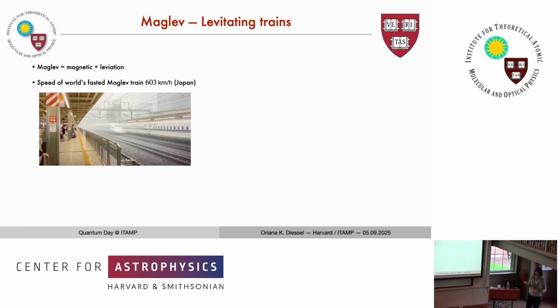Okay, so one of the real world applications of superconductors are these levitating trains that are called maglev. So maglev comes from a combination of these two words, magnetic and levitation.